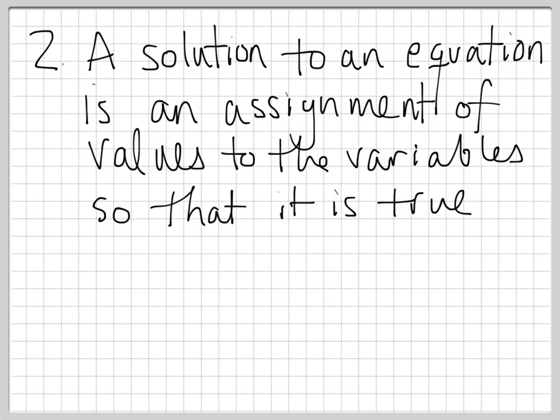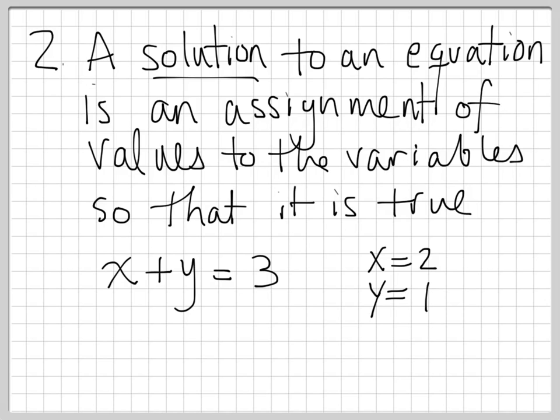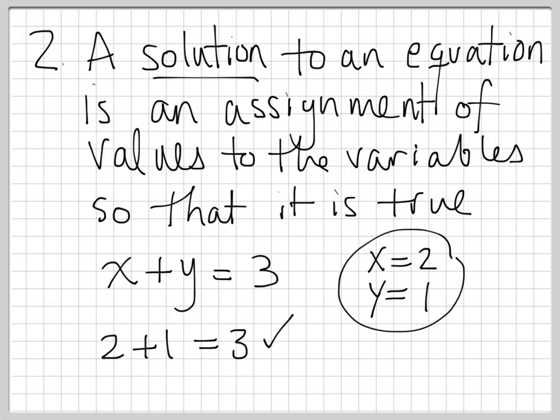So what's a solution then? Well, a solution to an equation is an assignment of values to the variables so that the equation is true. So in the equation x plus y equals 3, if we let x be 2 and y be 1, it becomes a true assignment of values because 2 plus 1 does equal 3. So this is correct. It is a solution to the equation, and we almost always write our solutions as ordered pairs. The x value going here, and the y value going there.